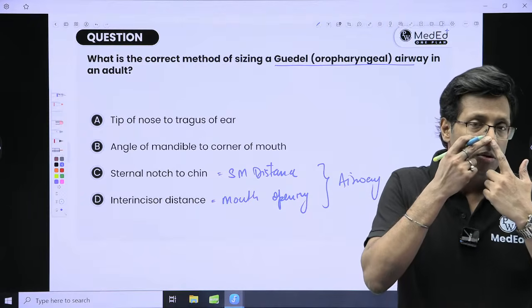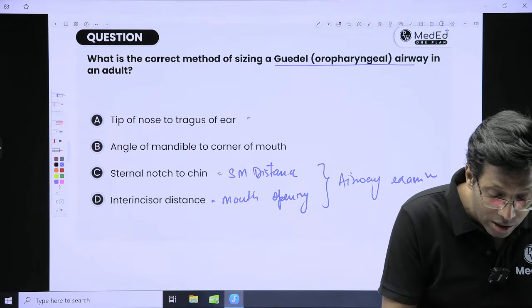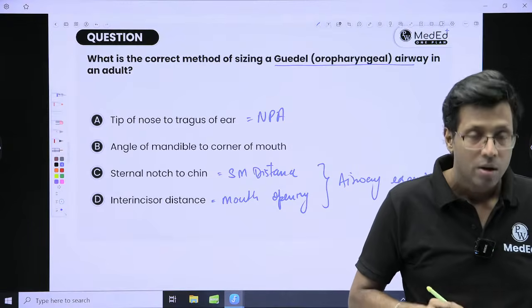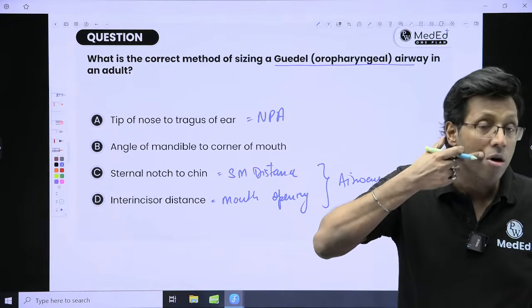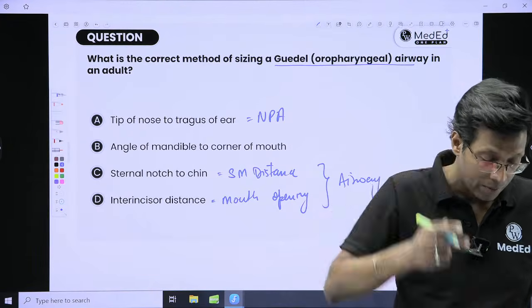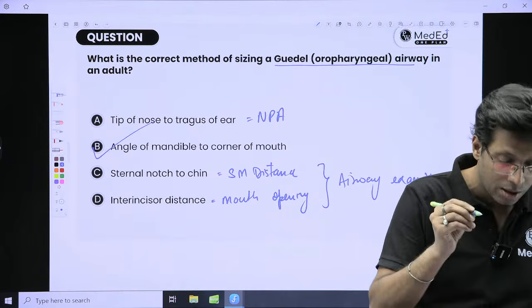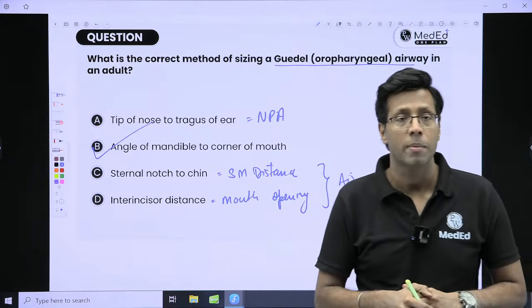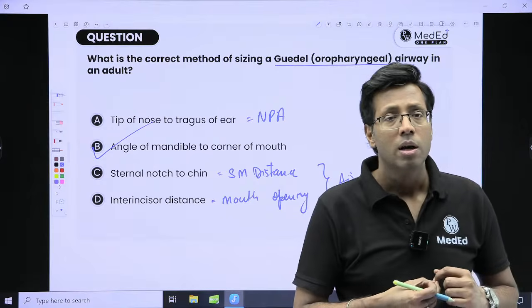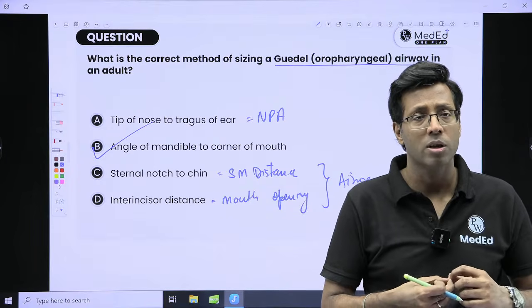Tip of the nose to the tragus of the ear is for the nasopharyngeal airway. This is oropharyngeal airway, corner of the mouth to angle of mandible. Correct? So therefore the answer is B, angle of the mandible to corner of the mouth. I think most of you have given nasopharyngeal for A. Correct, Dr. Dharmesh. Correct. Good.